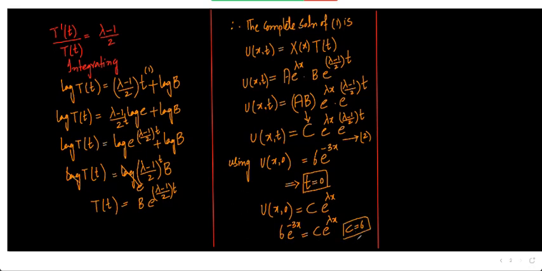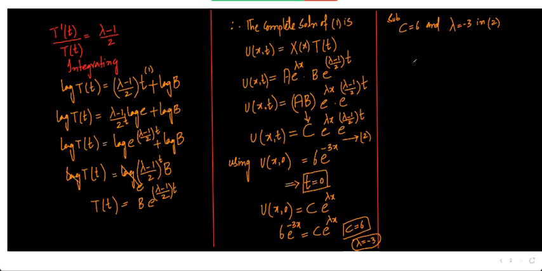And lambda equals minus 3. These two values, the c value and the lambda value, we again have to substitute in equation 2. So substitute c equal to 6 and lambda equal to minus 3 in equation 2.